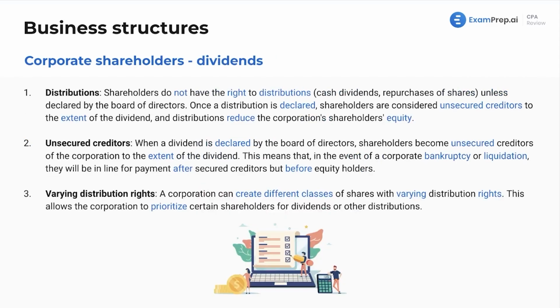Dividends, super important because as the owners of a corporation, we get taxed on those dividends. Lots of important points with this. Now, distributions: shareholders do not have the right to distributions such as cash dividends or the repurchase of shares unless declared by the board of directors. So that's totally fair. Whether it's Apple or Disney or any sort of company, even if they've distributed dividends for 100 years, technically you don't have the right to dividends. That's up to the board of directors to declare the dividends.